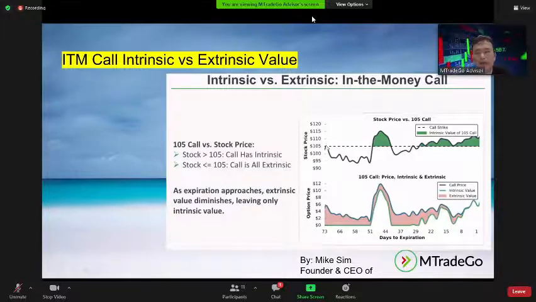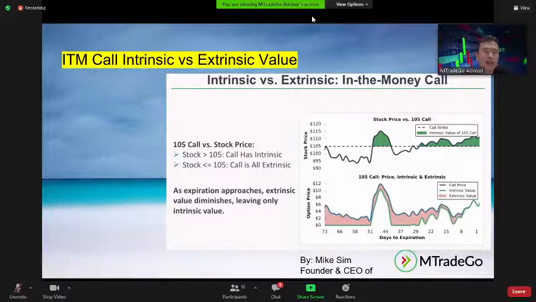For example, this is 105, and between this period of time you still have extrinsic value. The extrinsic value will go up and down, up and down, but in the end the extrinsic value is gone. So if the option expires at a price of 110, all that is left in the end is only $5. This is called intrinsic value. What is left at expiry is all intrinsic value only.